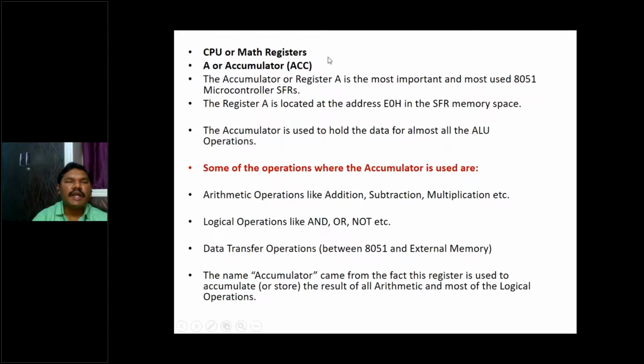Now, one more CPU or math register is called the A register, also called the accumulator. Accumulator means it is used to hold the data for almost all the ALU operations. Suppose you write ADD A, B: the content of B will be added with A and the result is again stored in the A register. Right. So like that, this is called the accumulator. It is used in almost all the operations.